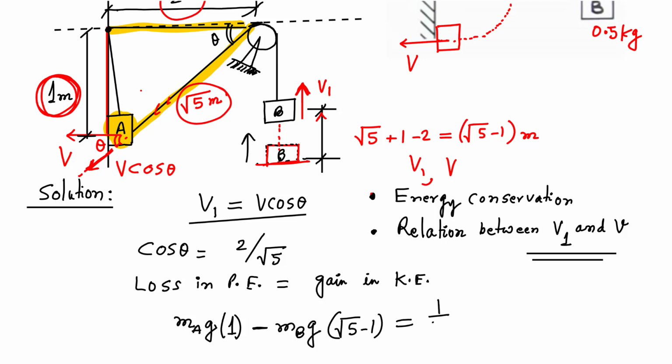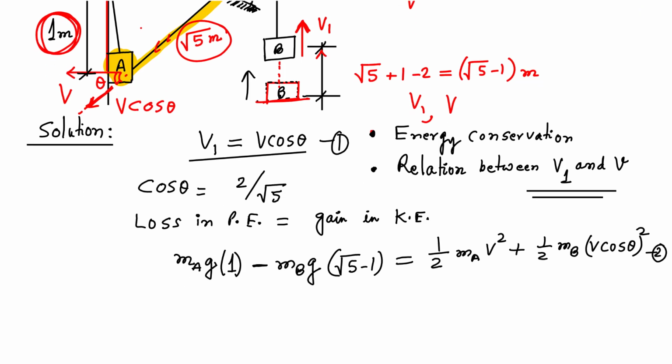Gain in kinetic energy is half M_A, and velocity of A is V, so V square, and half M_B, velocity of B is simply V cos theta, and then take the square. So basically I have used this in this expression.